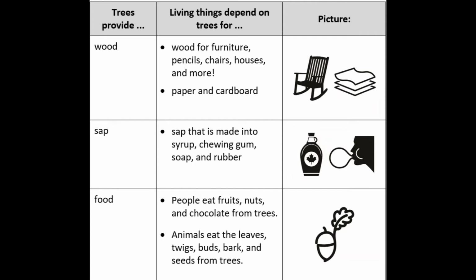So we know that trees provide food, so I'll write down that living things depend on trees for food. People eat fruits, nuts, and chocolate from trees. Also, animals eat the leaves, twigs, buds, bark, and seeds from trees. So we know all the different kinds of food that they're depending on the trees for. I also put a picture of an acorn because I remember in our story the squirrels got their food from the acorns that grew on the trees.